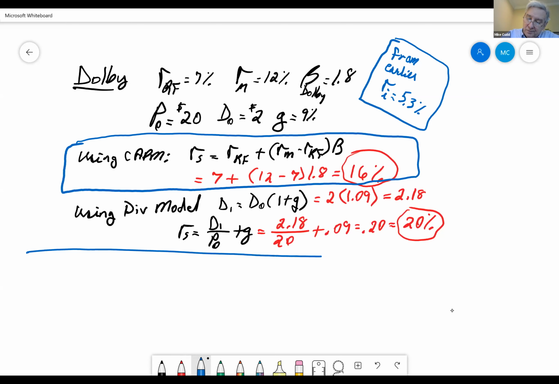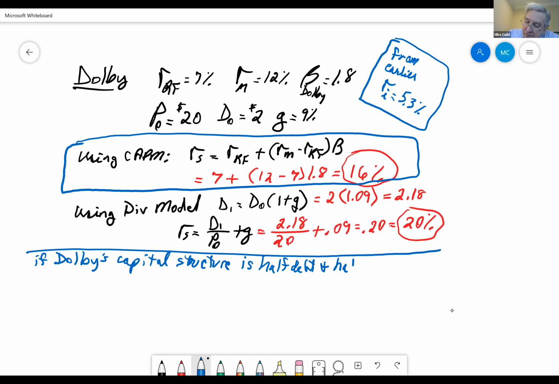So if Dolby's capital structure is, I don't know, half debt, half equity, what is Dolby's WACC?